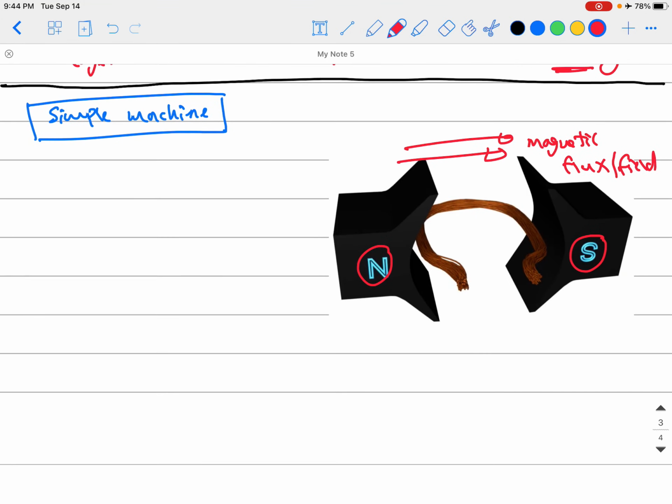This can be a permanent magnet like this, or you can simply make it an electromagnet by having a coil around it, with an electric source and current moving through it. It will be the same idea on the other one. So the north and south poles can be a permanent magnet or an electromagnet, whatever it is. We just need a source of magnetic field, like we said before.